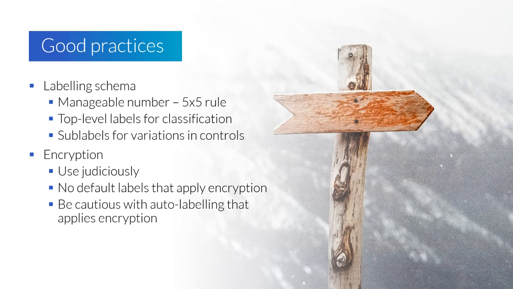And as we mentioned earlier, the convention is that our top level labels reflect your organizational classification scheme, and then our sub labels give us the ability to have variations in the way we apply controls. Second point is on encryption. So as you've seen, these labels can encrypt and protect content. Do use it judiciously because it can have a negative impact on the user experience.